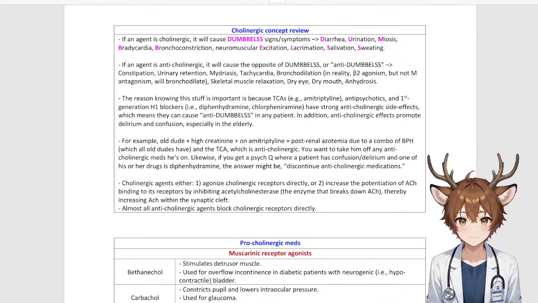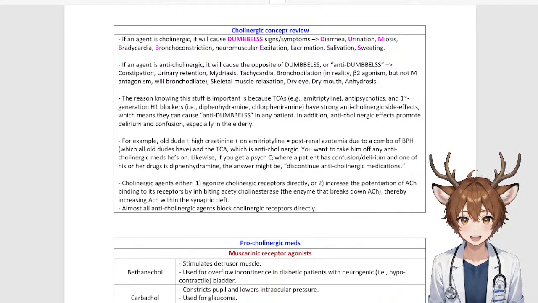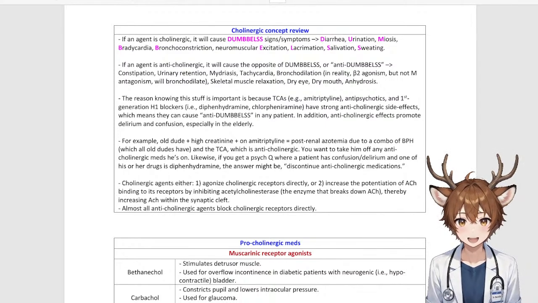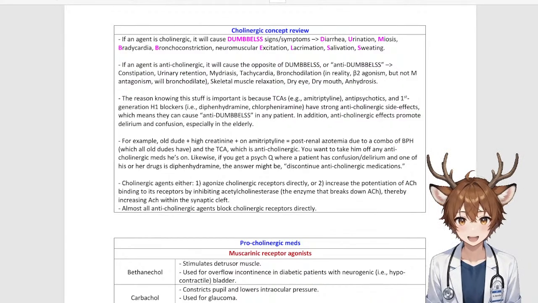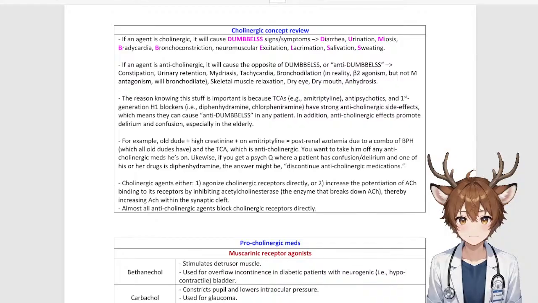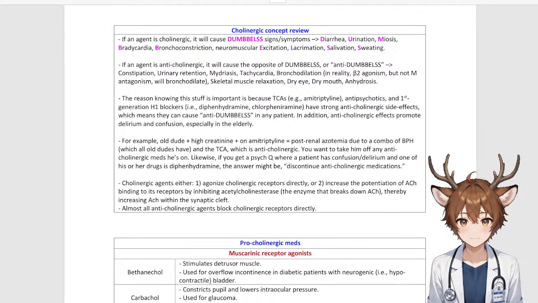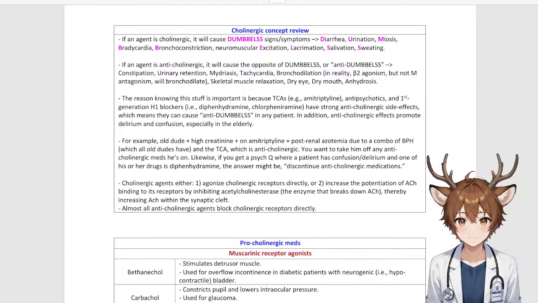Cholinergic concept review. If an agent is cholinergic, it will cause DUMBBELS signs and symptoms: diarrhea, urination, miosis, bradycardia, bronchoconstriction, neuromuscular excitation, lacrimation, salivation, and sweating. If an agent is anticholinergic, it will cause the opposite of DUMBBELS, or anti-DUMBBELS: constipation, urinary retention, mydriasis, tachycardia, bronchodilation. In reality, beta-2 agonism, but not muscarinic antagonism, will bronchodilate. Also skeletal muscle relaxation, dry eye, dry mouth, anhidrosis.